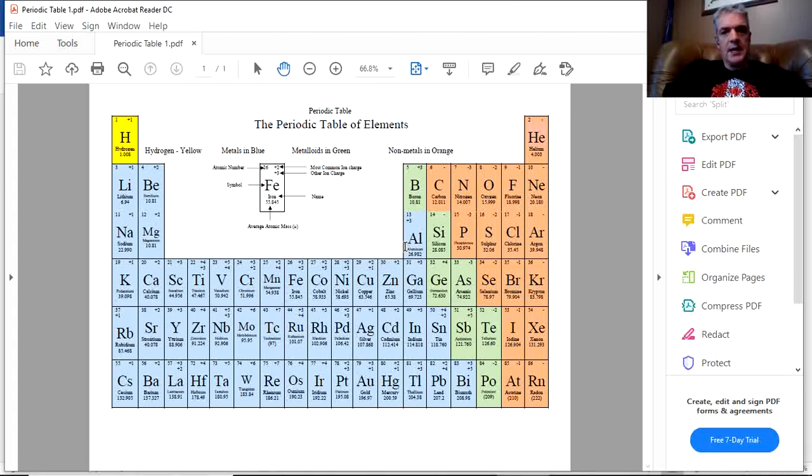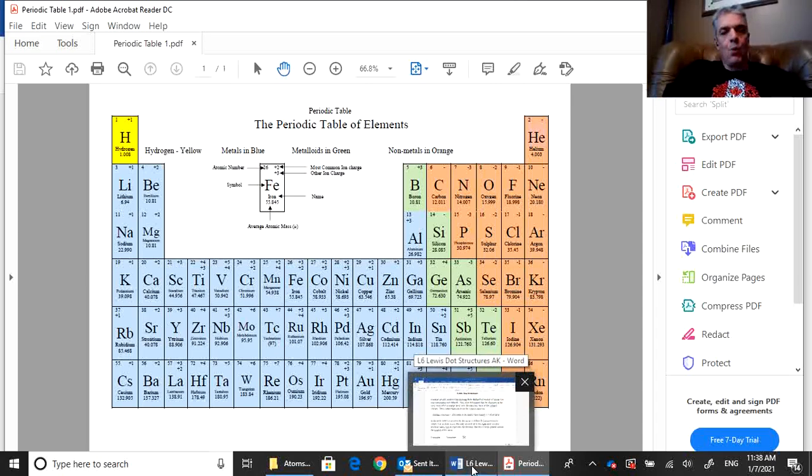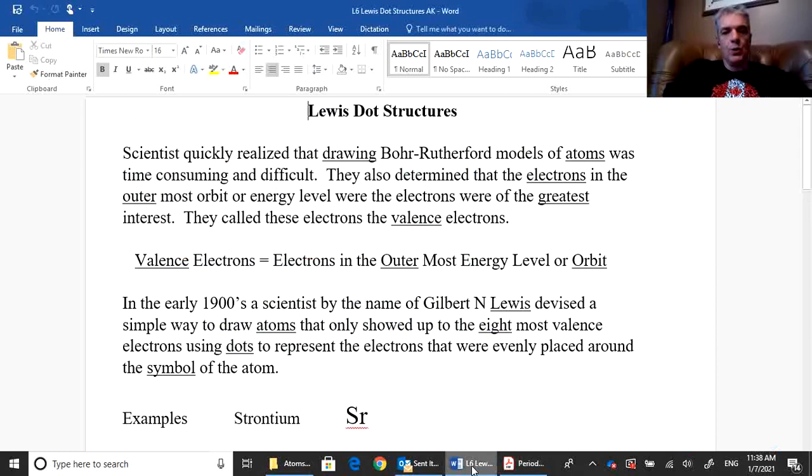Okay, it's a PDF, so you'll want to open that up in a PDF viewer, and you can have access to both of them. I will be looking at that, and it's important that we use the new periodic table that I sent you today, not an older one. Okay, so that's a kind of important concept.